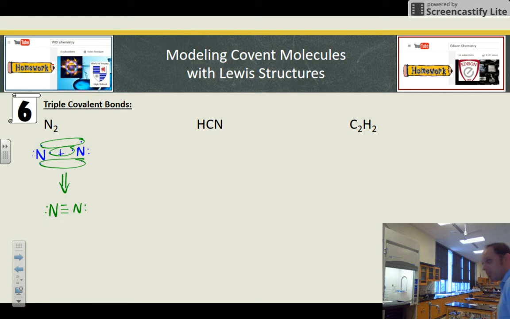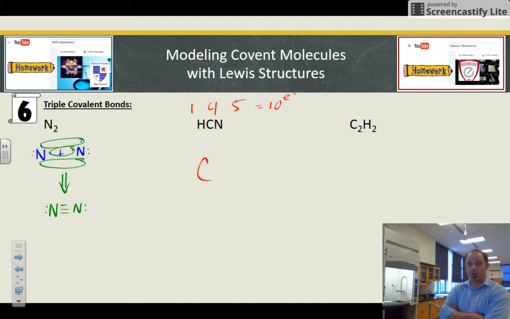I'm going to count these ones up. I got 1, 4, and 5 is 10 electrons. 10 electrons to play with. He's going to put carbon in the center because that's what you do. Nitrogen on one side, hydrogen on the other. 1, 2, 3, 4, 5, 6, 7, 8, 9, 10.